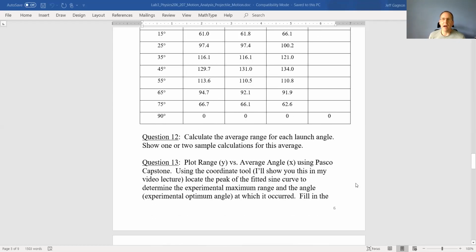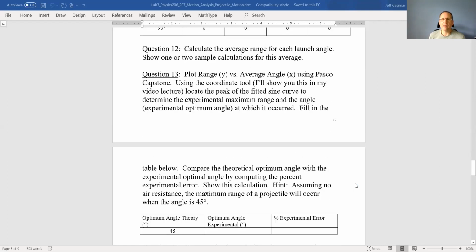Okay, then you're going to plot range versus angle using Pasco Capstone. And what you want to do is locate the maximum range and the angle at which it occurred. But to do that, you have to perform a sine wave fit to your data first, okay? Let me actually jump on Pasco Capstone to show you how to do this part.